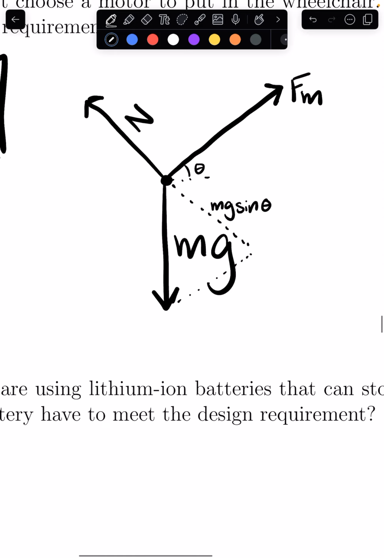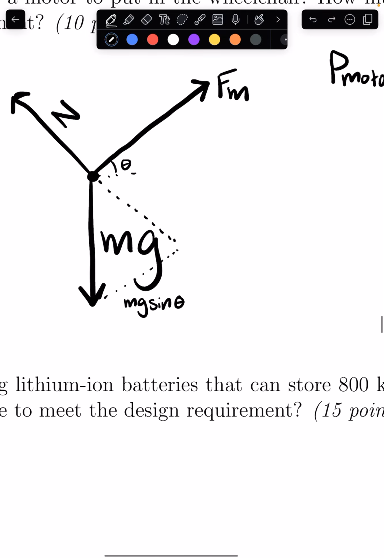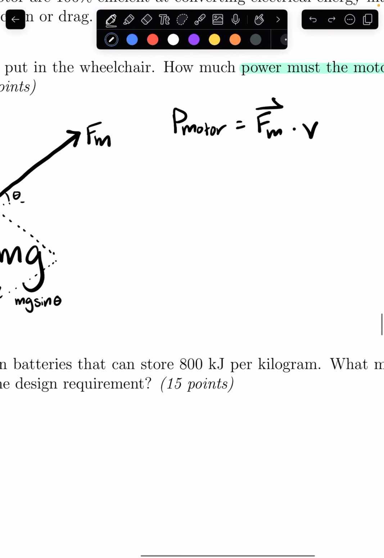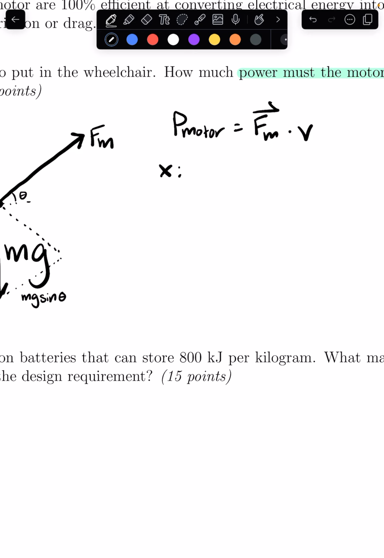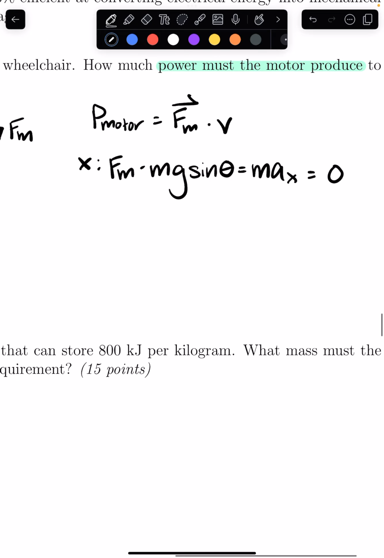Or, sorry, my bad. That's going to be this side right here, which is what we want because we're looking for the distances in the x direction. So we want this and this. All right, perfect. In our x direction, we're going to have our force of the motor minus mg sine theta, and this is going to be equal to our mass times acceleration. Like always, our acceleration is 0 since we have a constant velocity, so we can set that equal to 0.